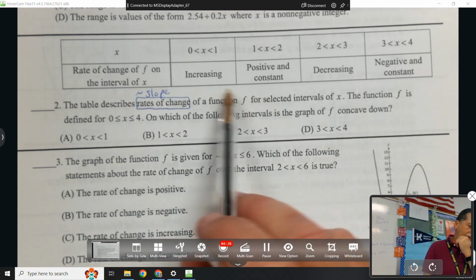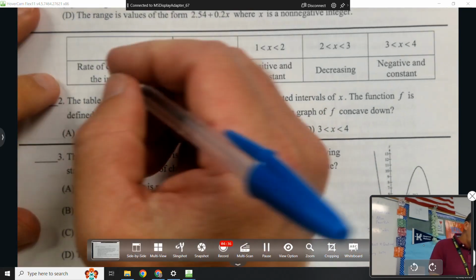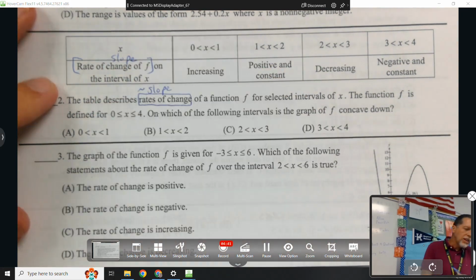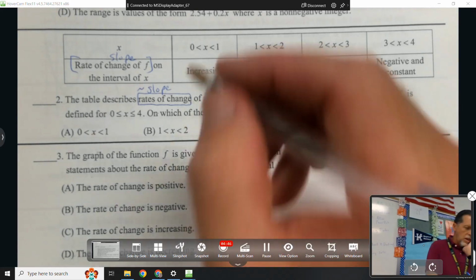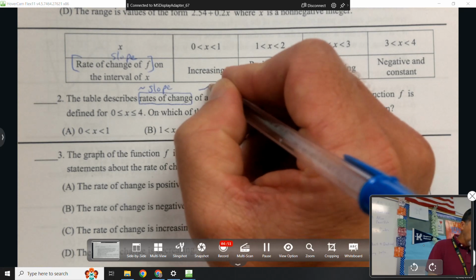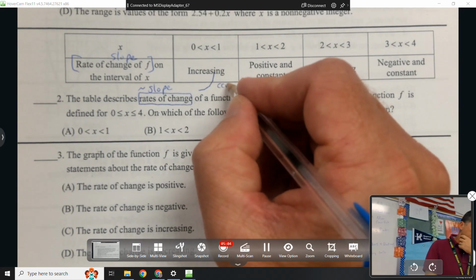Let's see. The rate of change is increasing. So that means the slope is increasing. So I need to draw something with an increasing slope. So not just a positive slope, but an increasing slope. So if I start out like small positive slope, then it gets bigger and bigger and bigger slope. So what is that in terms of concavity? Concave up. That's concave up. So that's not it.